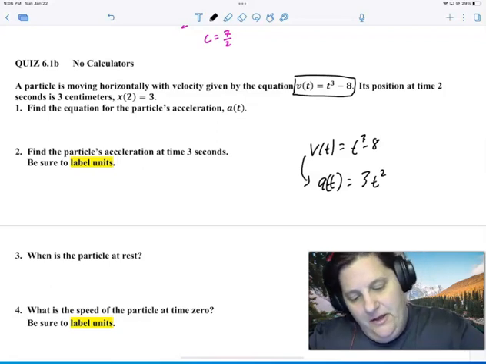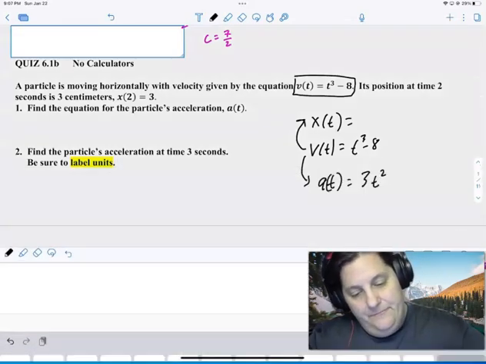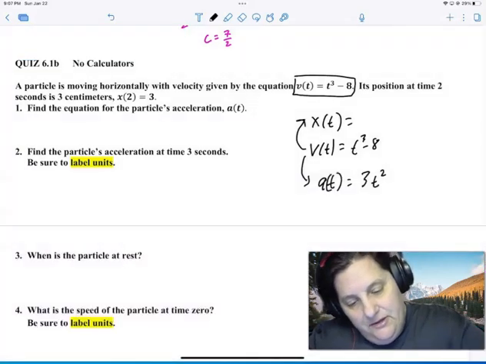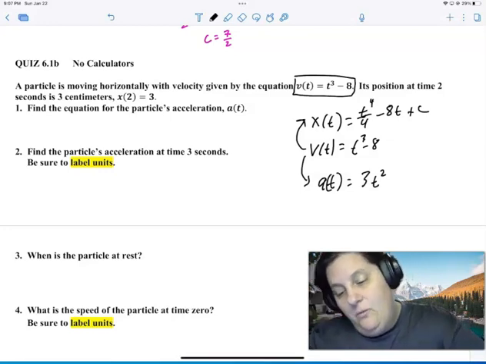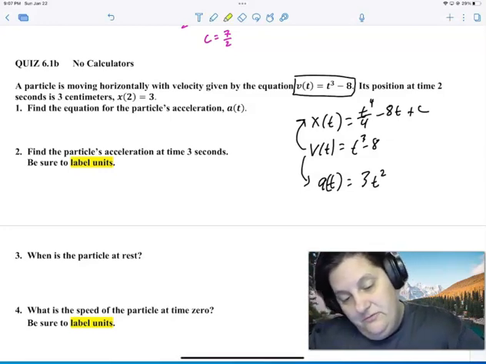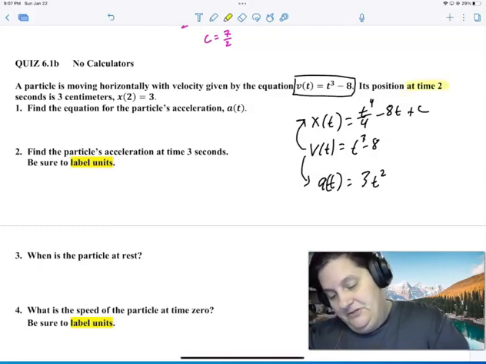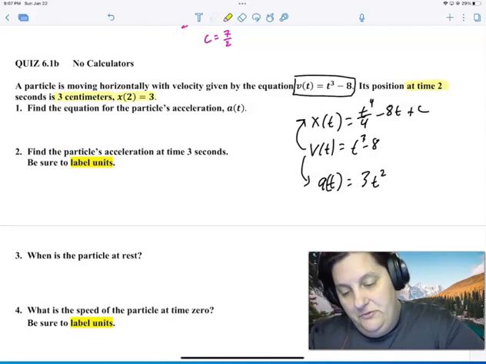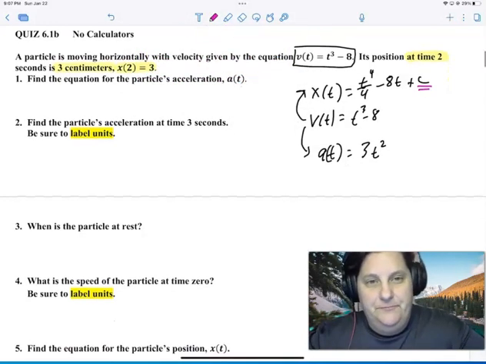That's 3t squared. And I know if I go this way, I can get position. The position is the integral of velocity, right? So that's going to be t to the 4th over 4 minus 8t plus c. Now, what this tells me is that at time 2, its position is 3 centimeters, so x of 2 equals 3. That's what allows me to figure out what this c is, okay?